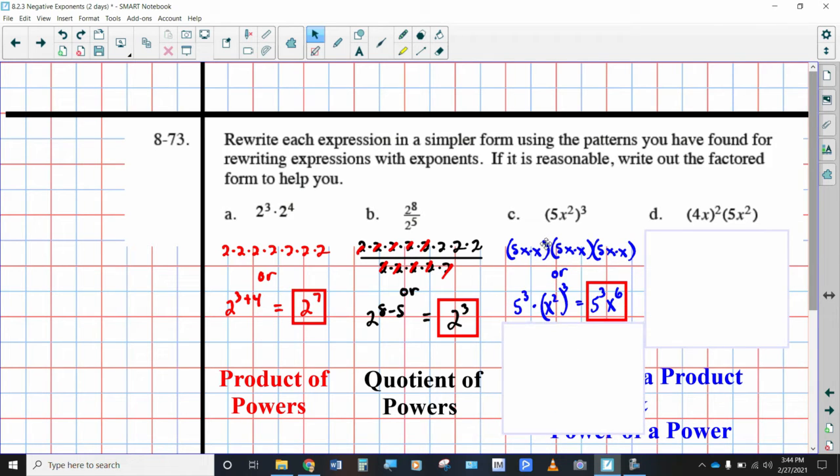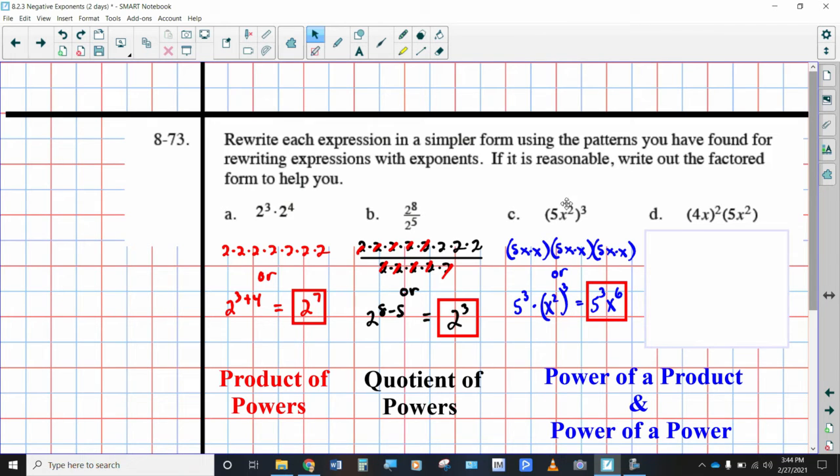Or you could think of it this way. When you take the power of a power, you will take every factor inside the parentheses and apply that. No, I'm sorry. The power of a product property says you're going to take each one of those factors on the inside there, the 5 and the x squared, and then you're going to apply this exponent to each one of them, right? Because you had 5 to the third power and x squared to the third power.